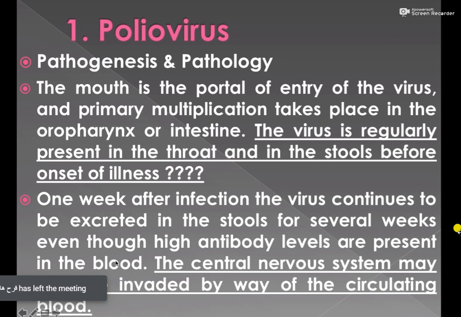One week after infection, the virus continues to be excreted in the stool for several weeks, even though high antibody levels are present in the blood. The virus is excreted in the stool and the patient is still infectious. The CNS may be invaded in two ways: either by circulating blood to the CNS or by spreading along the axons of peripheral nerves.